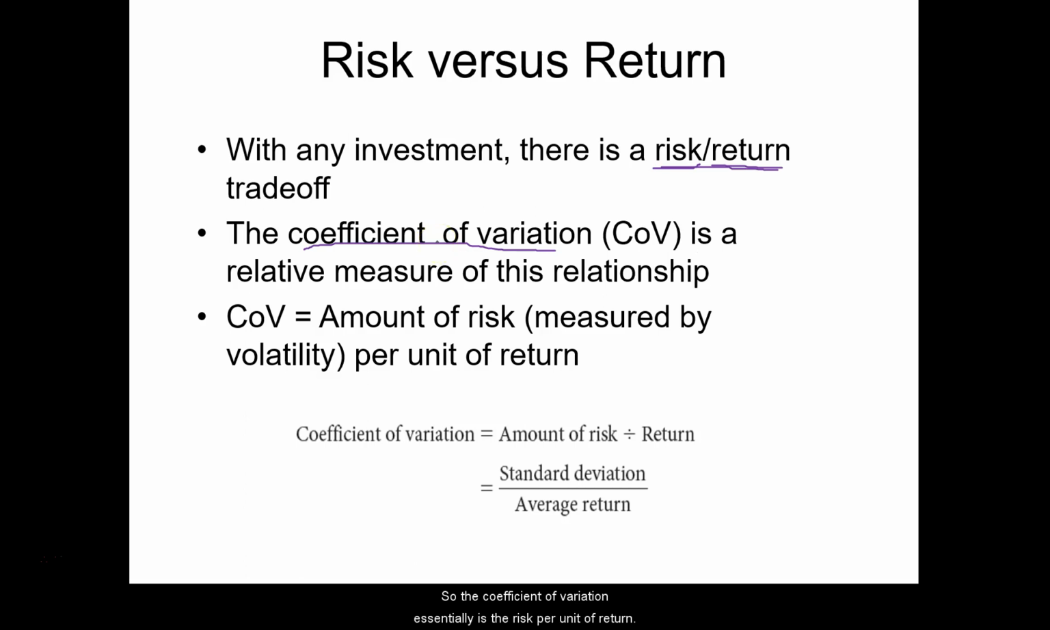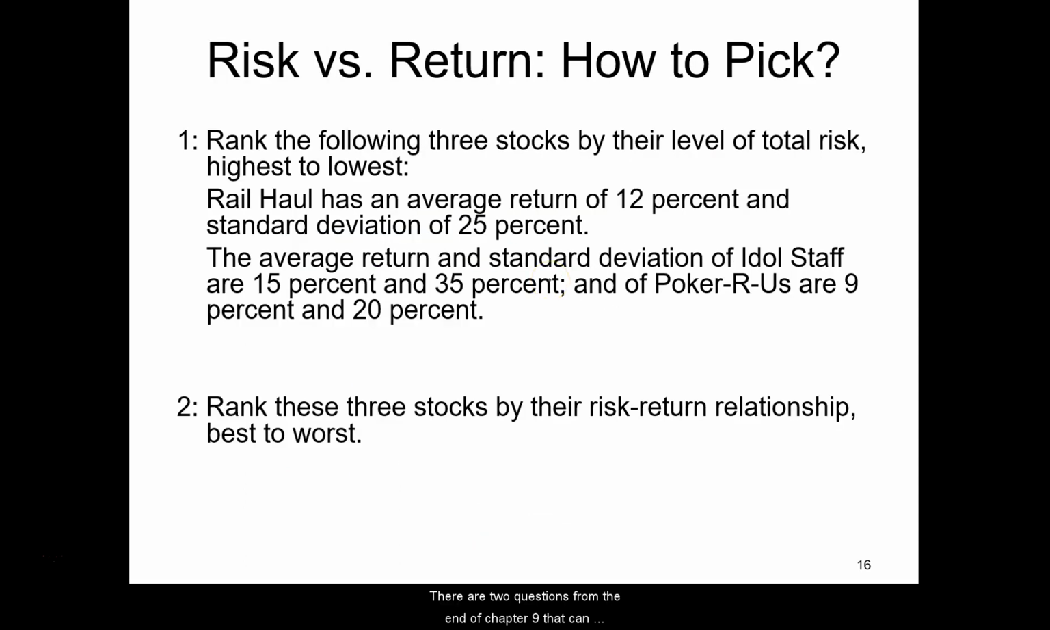So the coefficient of variation essentially is the risk per unit of return. For example, if the average return from a stock is about 10%, while the standard deviation is about 15%, then the investors have to bear about 1.5 times of the return as the standard deviation, or say the risk. So that's the idea of the coefficient of variation. There are two questions from the end of chapter 9 that can help us understand this idea of risk and also the coefficient of variation.